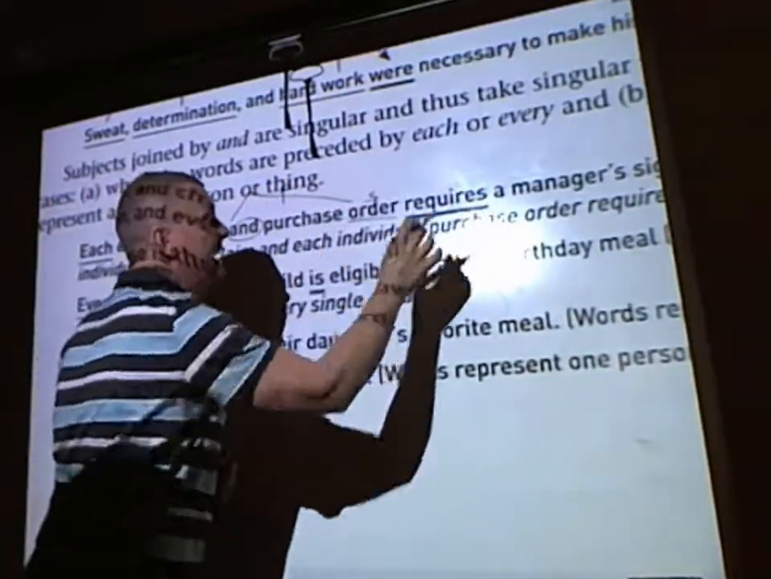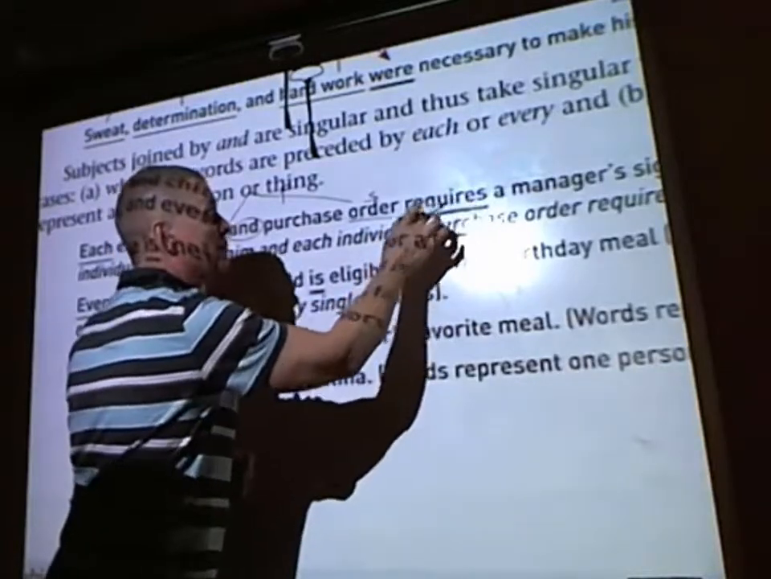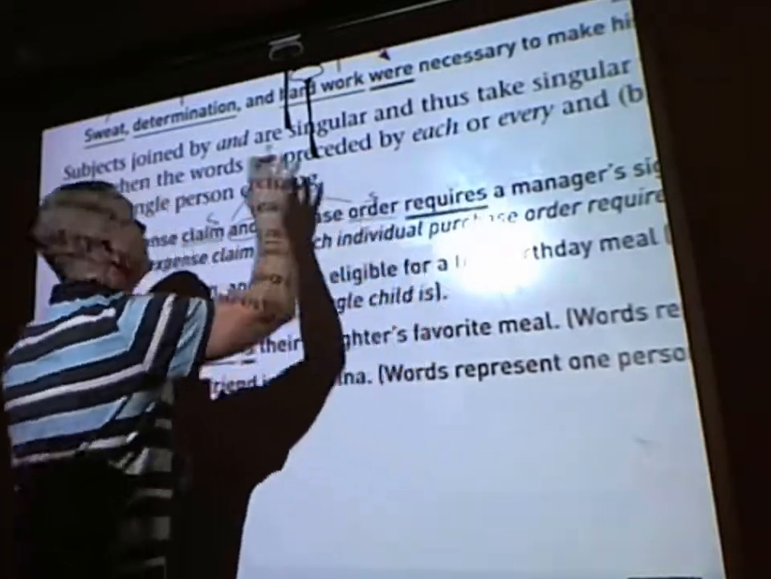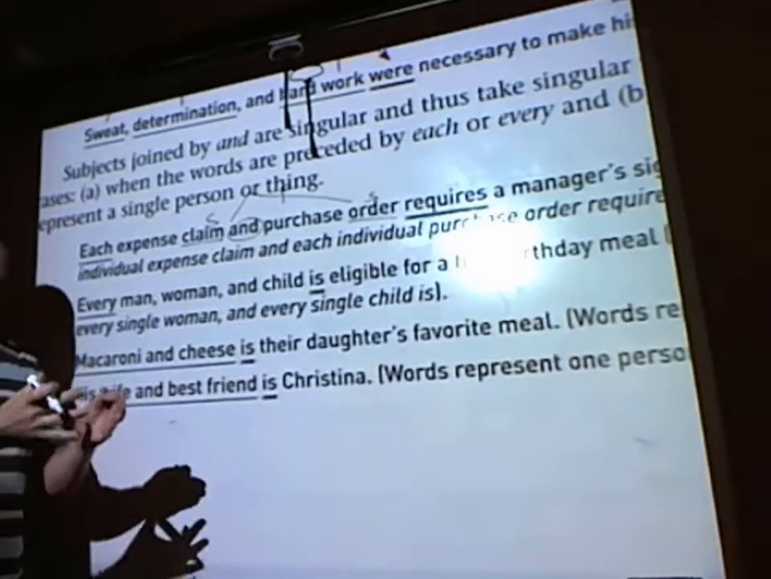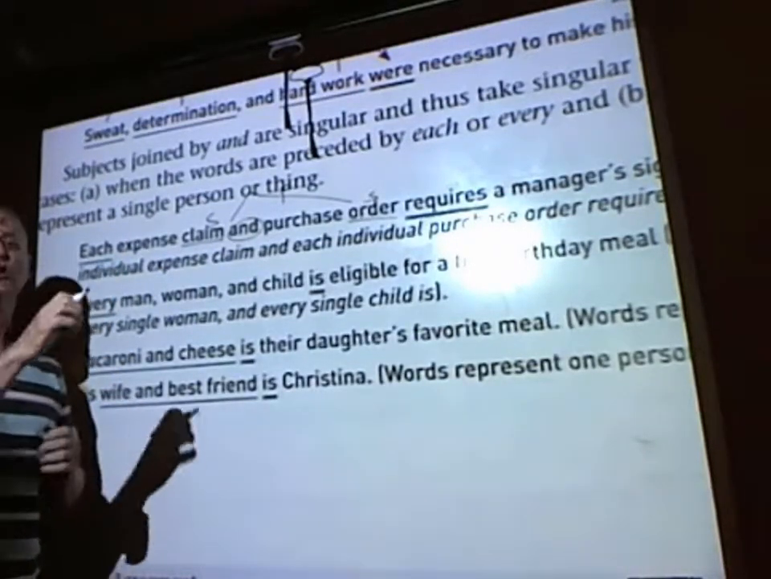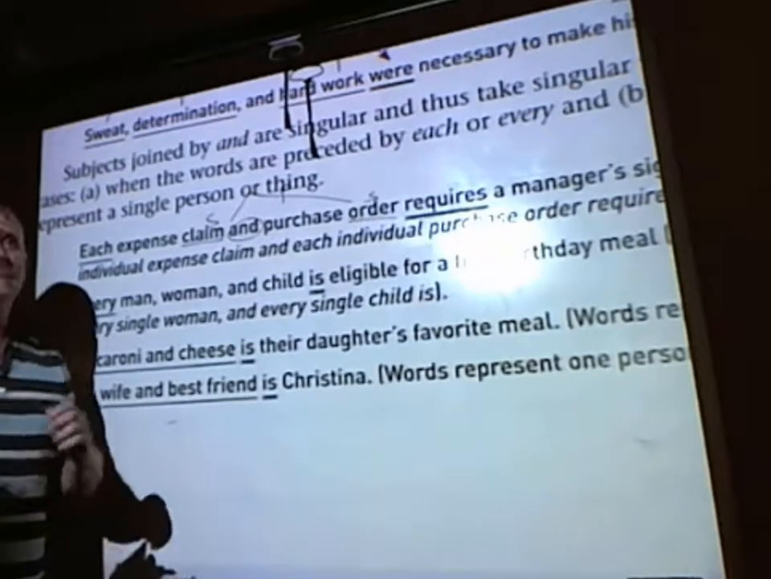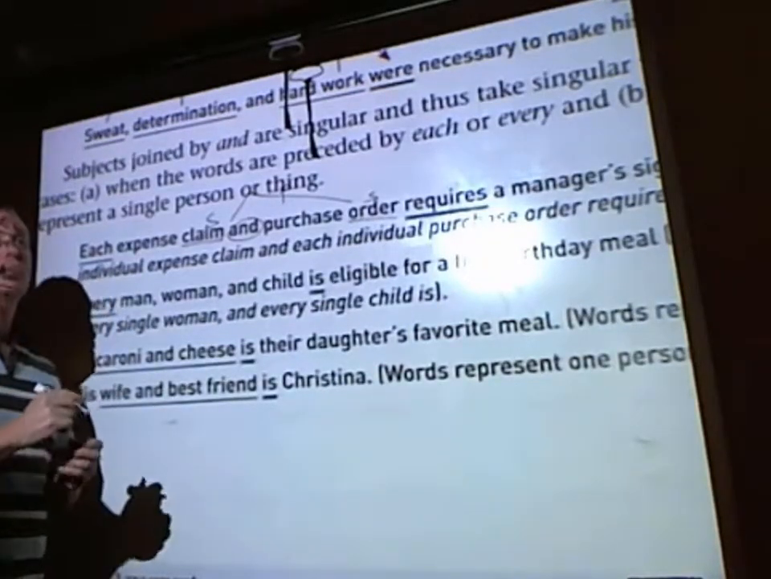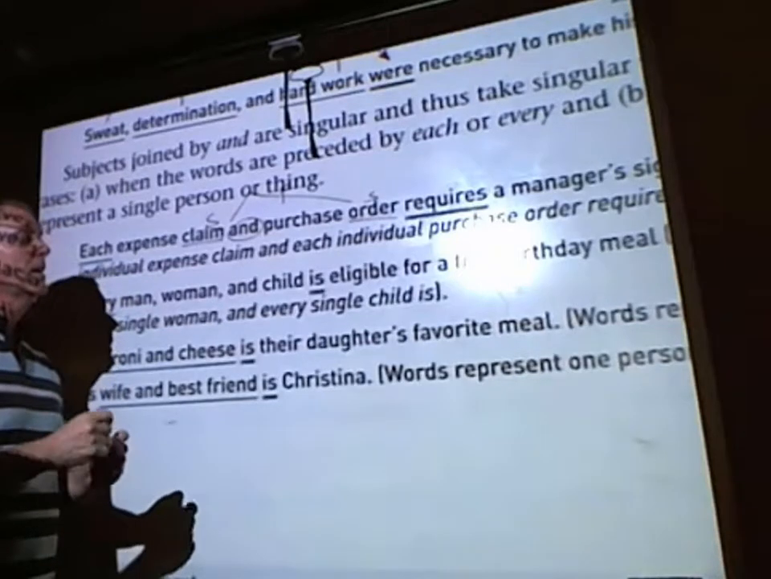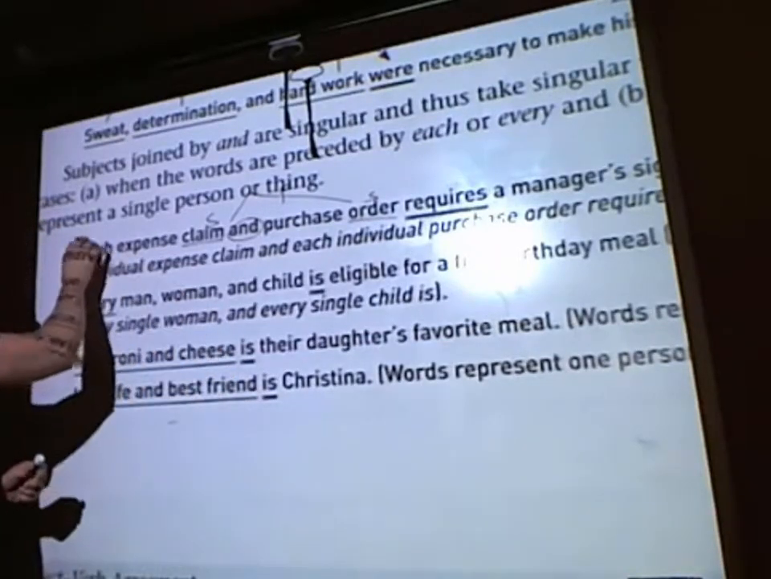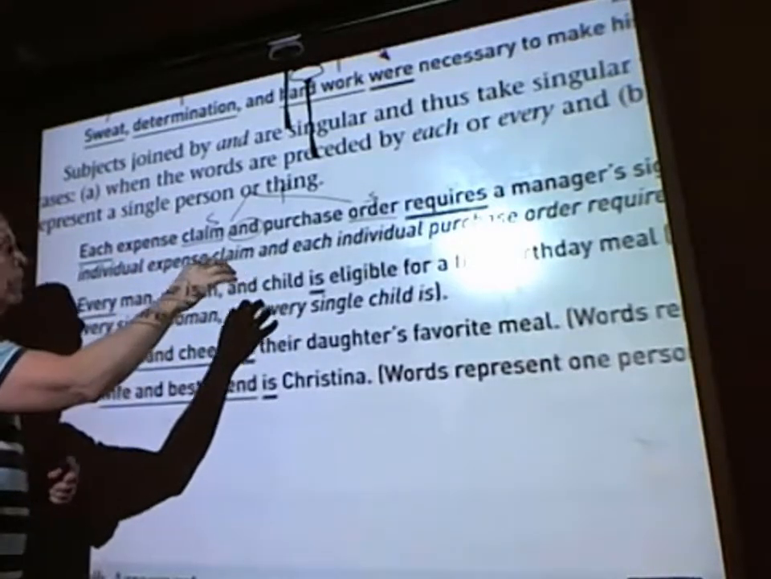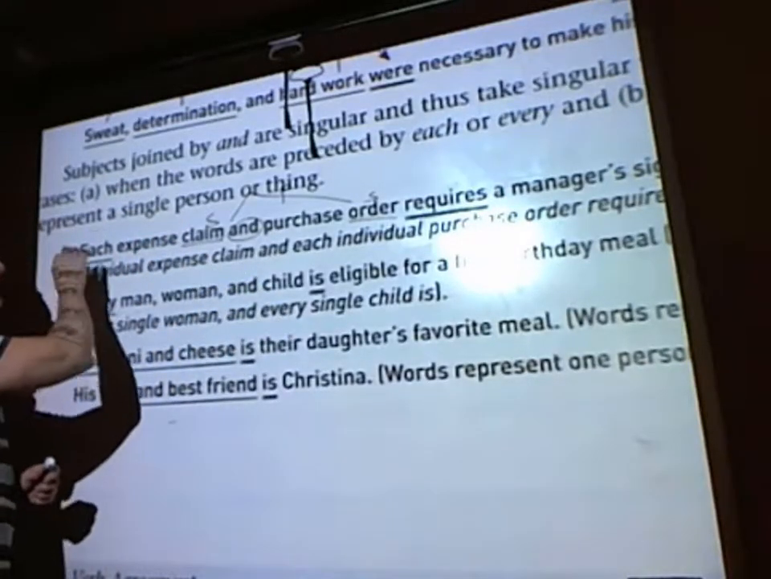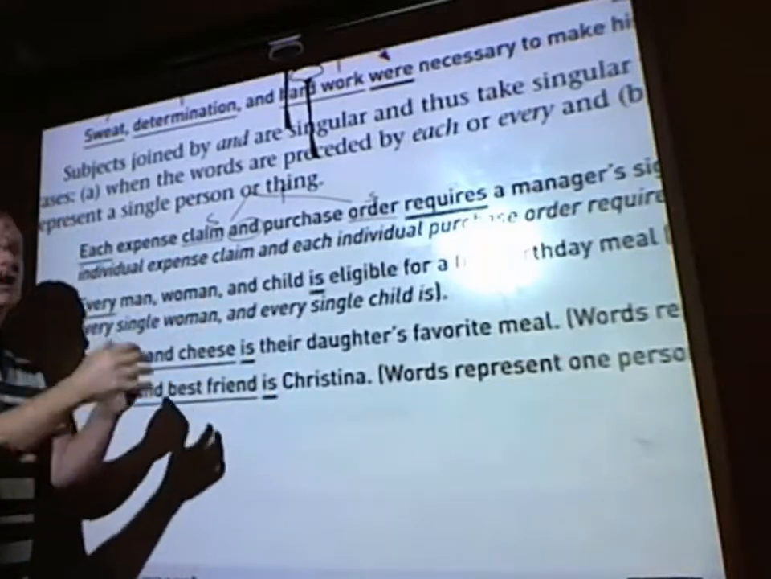This rule says if the words each and every precede the subjects that are joined by the word and, then it forces the verb to become singular because of the singular subject each. It's talking about each claim and purchase order, or every claim and every purchase order. It's talking about them individually. So the words each and every force the verb that follows to be singular.